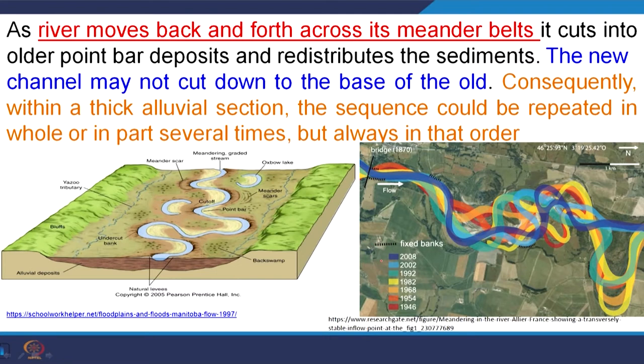So that means with the lateral migration of this river, this point bar deposit repeats vertically, and this repetition may be of a continuous sequence, or of only some part of the sequence, depending upon the flow velocity, the migration, the flooding frequency, and so on.